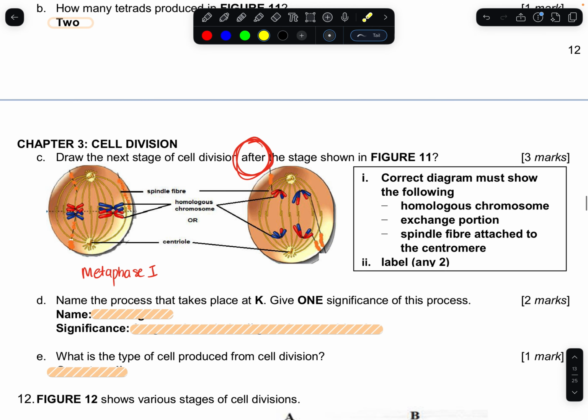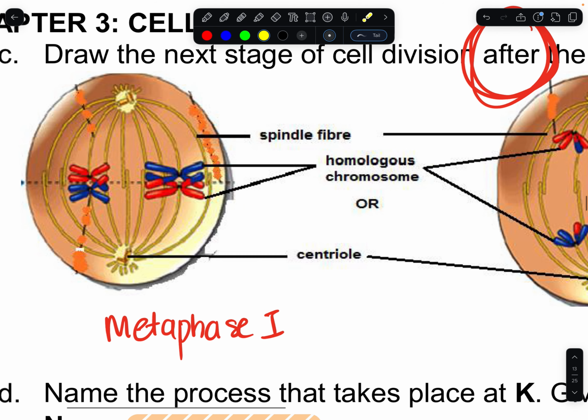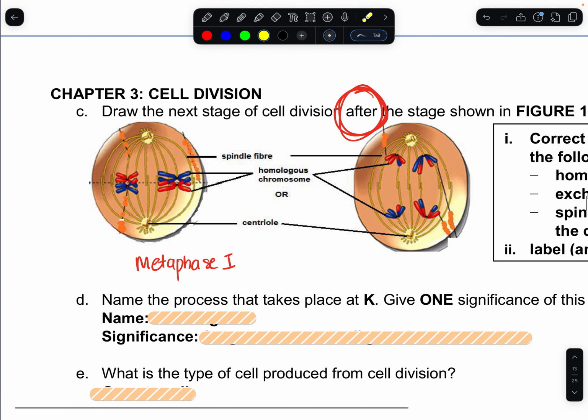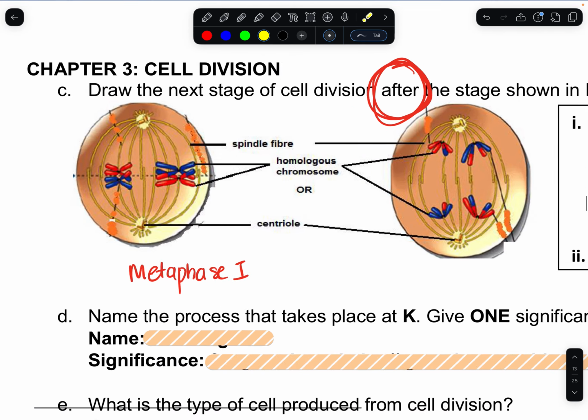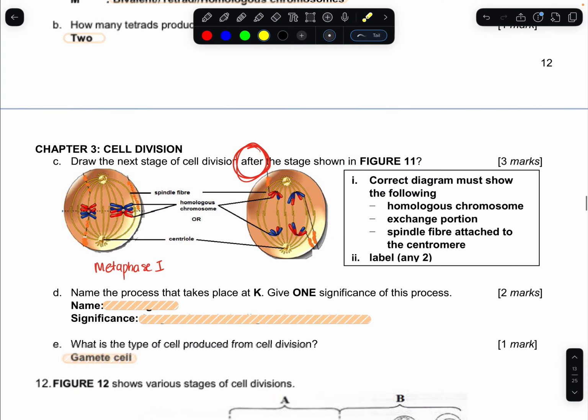Look at this. Correct diagram must show homologous chromosome exchange portion. Betul. Spindle fiber attached to the centromere. So, bila kamu lukiskan, kamu lukis 1, 2, pastikan mesti dekat centromere. Dekat tengah-tengah. So, kamu mesti pastikan lukisan kamu berbentuk sedemikian. Dan dalam biologi, bila melukis kena ada label. So, label lah spindle fiber. Label dua-dua ni, homologous chromosome. Label ini adalah centriole. Barulah kamu dapat 3 markah.